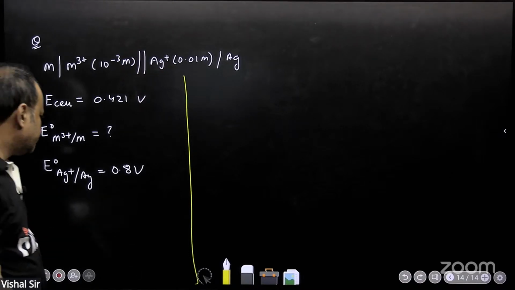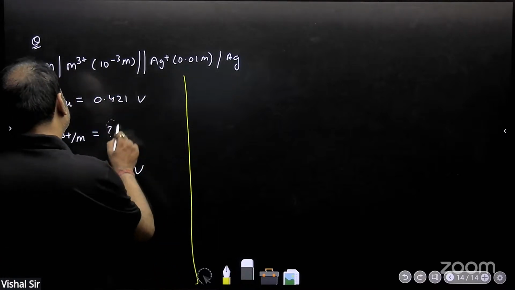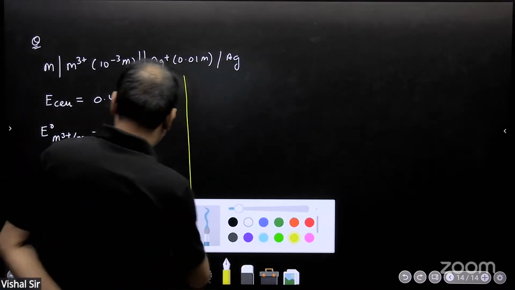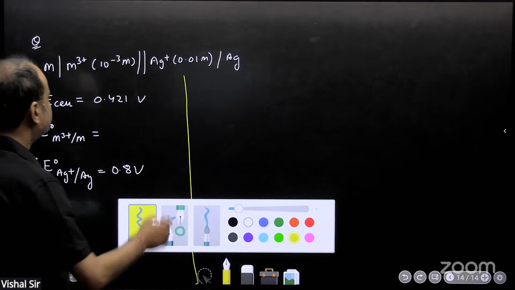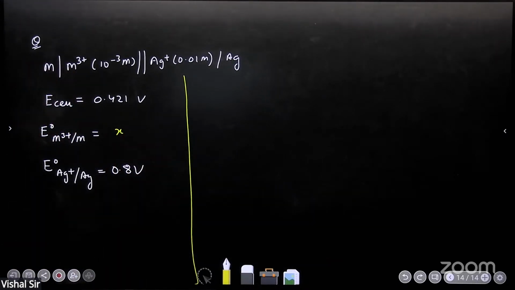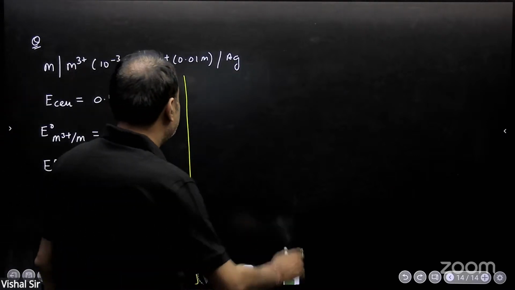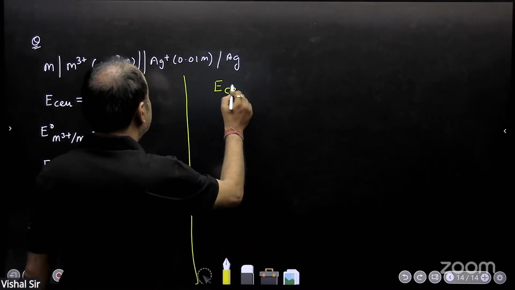So here, how should we start the problem? Here, we are not given E naught of one of the half cells. Let's assume it as X, which is what we have to calculate. And let's apply our standard Nernst equation application.